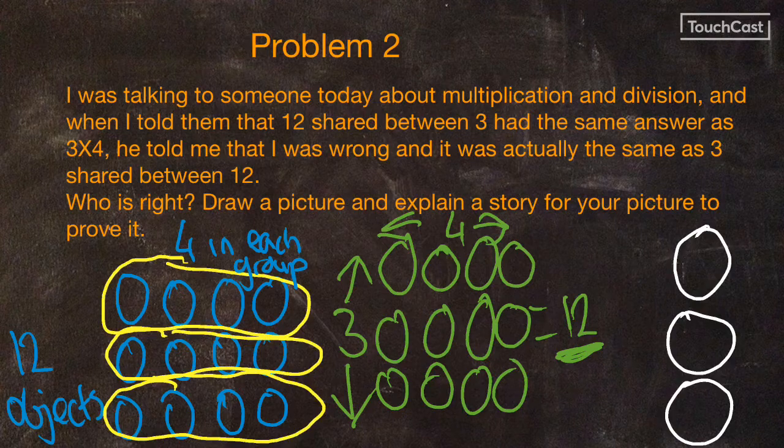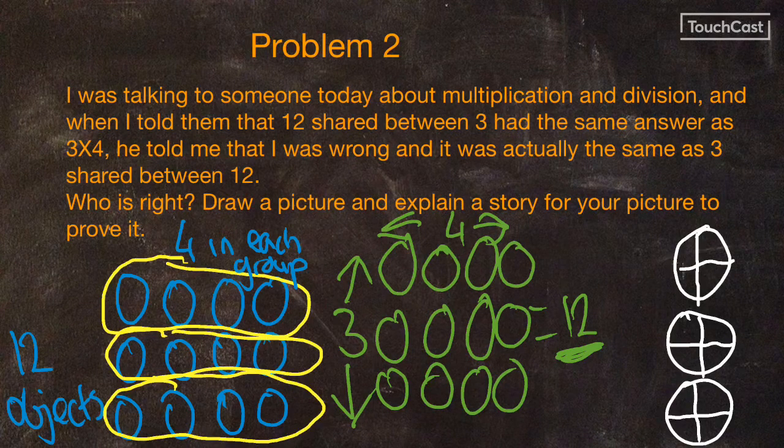The person I was talking to who said that 12 shared between 3 had a totally different context to what I was talking about. So he was talking about having 3 whole things shared between 12 groups. So he would have to cut up each of his 3 objects into 12 pieces altogether. So we kind of know that if there are 3 objects shared between 12, then each one must be cut into 4, so that there are 12 pieces altogether.